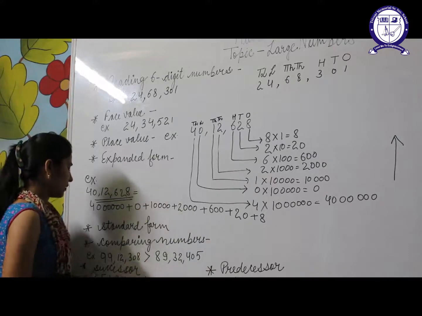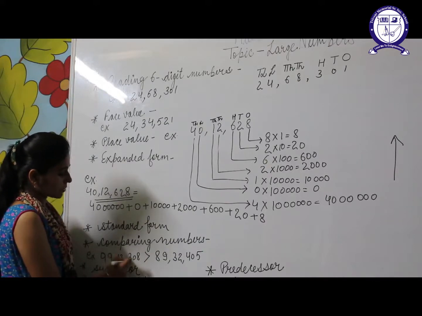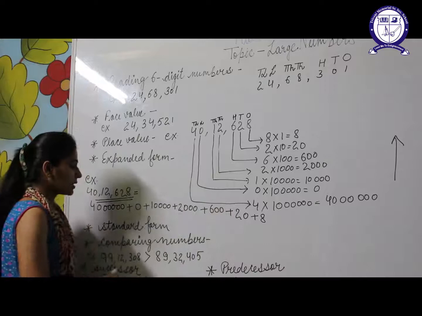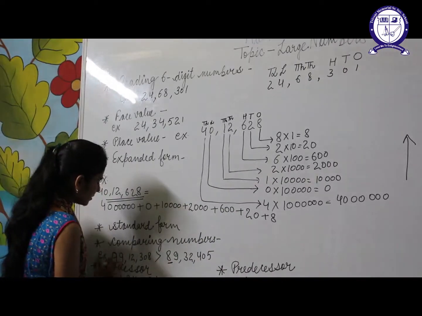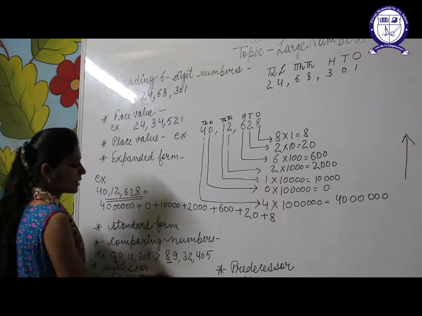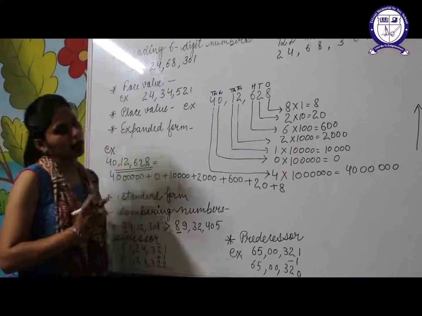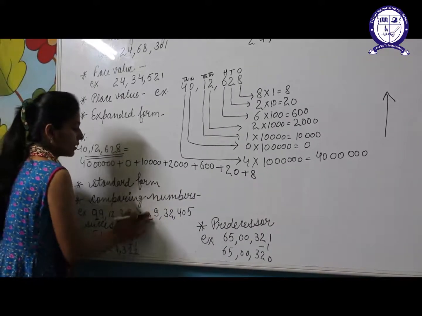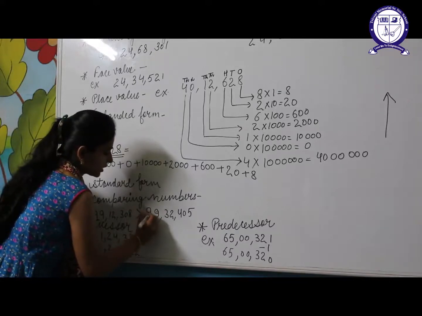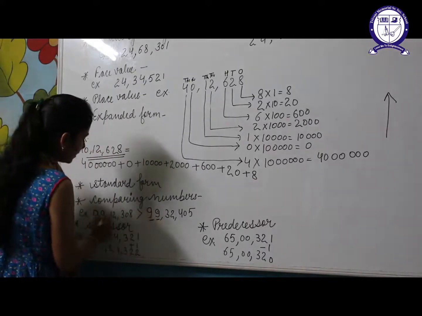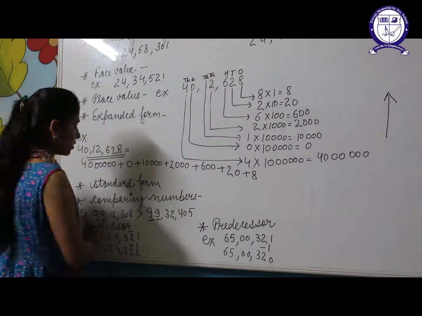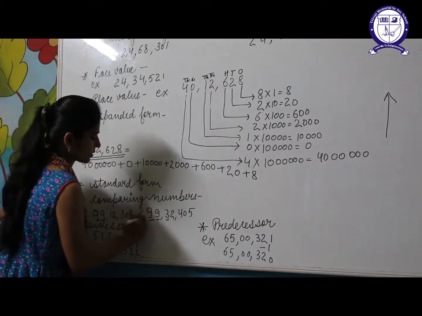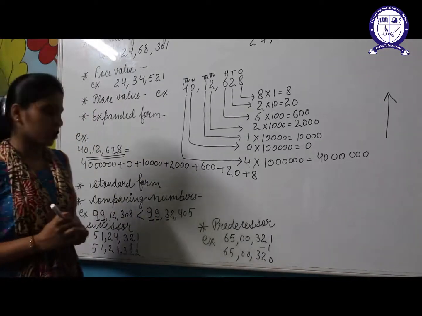So in this given example, 99 lakh 12,308 and 89 lakh 32,405. As we can see, the digit placed at the 10 lakh place here is 9, here is 8. So obviously the larger the digit, the larger the number. But if these digits are the same, we will compare the next value. And if the next digits are also the same, then we will compare the next on the right-hand side. So then it will be reversed. So like this, you have to compare the 6-digit numbers, students.